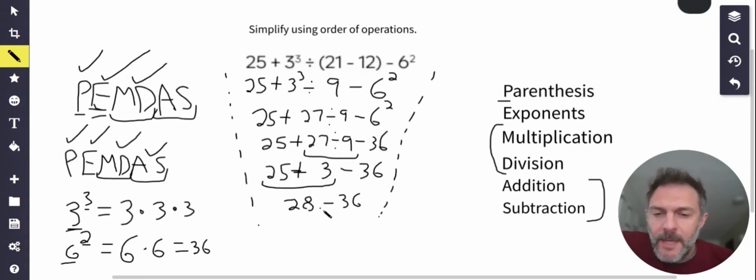Okay. And you might see this in 6th grade too, but you're probably going to see it in 7th grade because this is going to come out to be a negative number. It just depends what your teacher's doing with you. By 28 minus 36, we're going to get a negative number. We are getting negative 8.